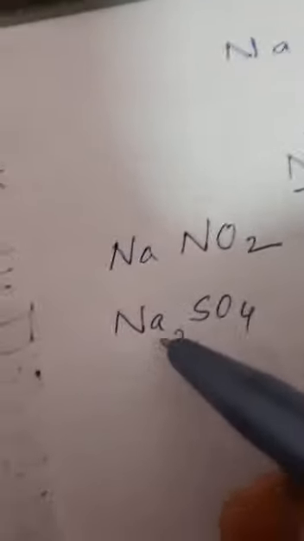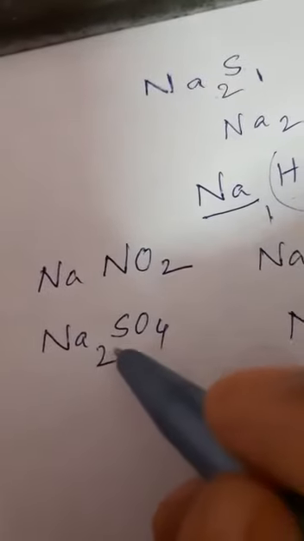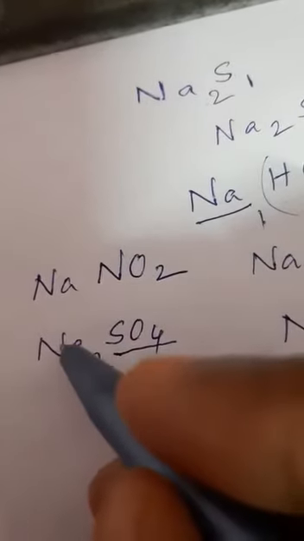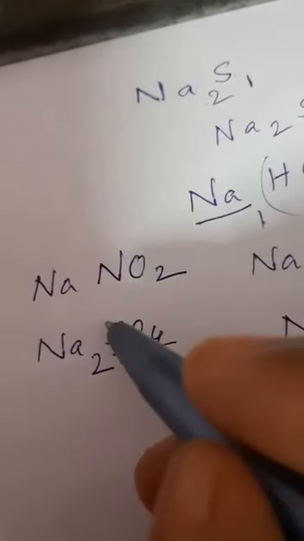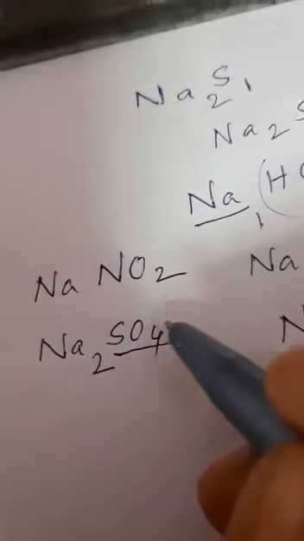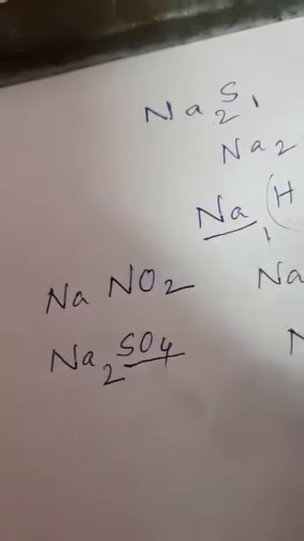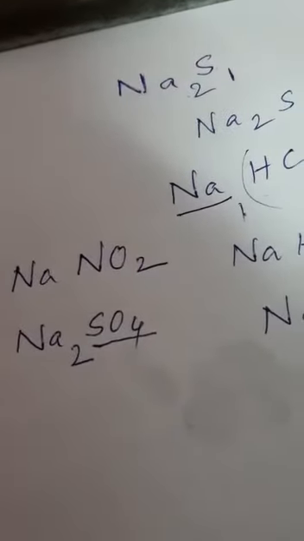But in case of sodium sulfate, this is sulfate and its valency is 2, and sodium's valency is 1. You need not write that, so it will be written as sodium sulfate. It means that the valency of sulfate is 2 and the valency of sodium is 1. Suppose there is a bracket here, and outside the bracket 1 is written. Okay?